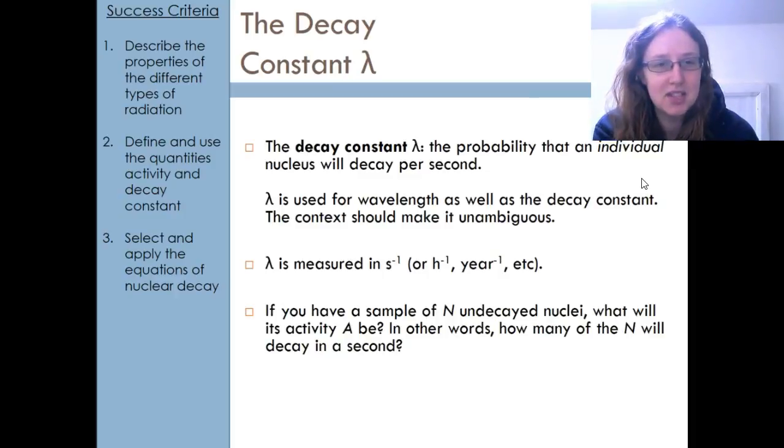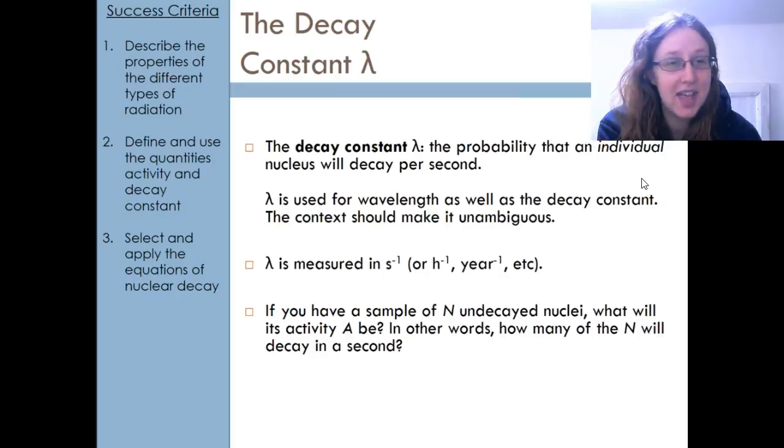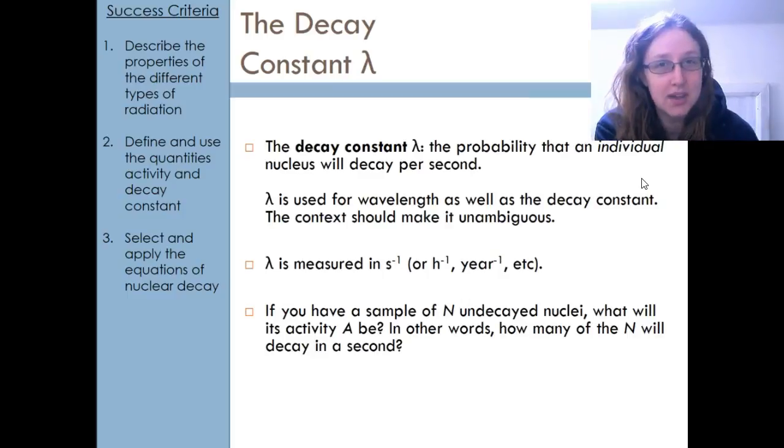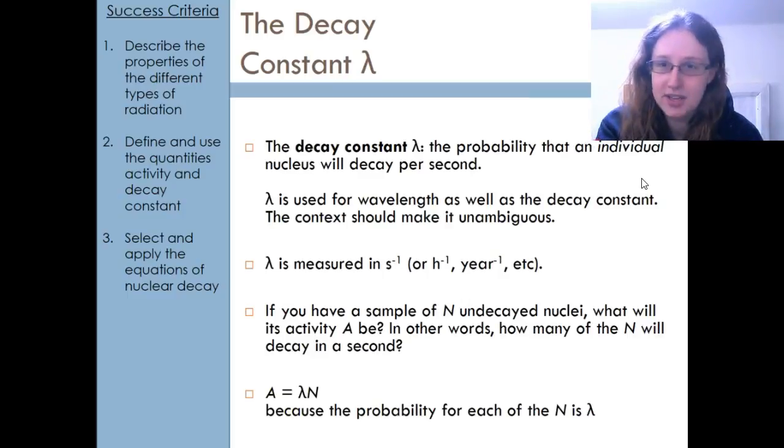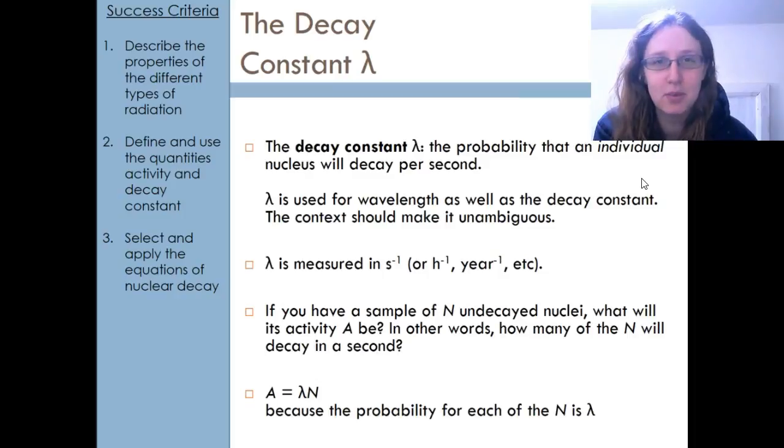So if we just think about how these things would be related, if you had a sample of N, so some number of undecayed nuclei, what would the activity be? So in other words, how many nuclei would decay in a second? Because that's what the activity is. So if I wanted to calculate the activity, which is the number that do decay per second, I have the decay constant, which tells me the probability one of those will decay per second. All I need to do is multiply N by lambda, because N is the number of nuclei and lambda is the probability that any one of those will decay, and that will give me the activity.